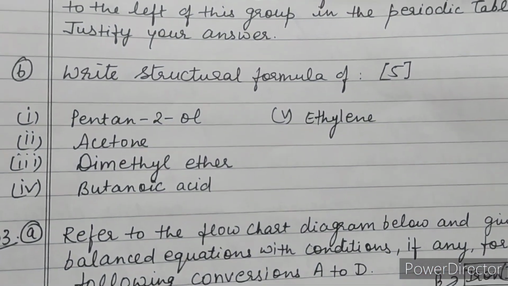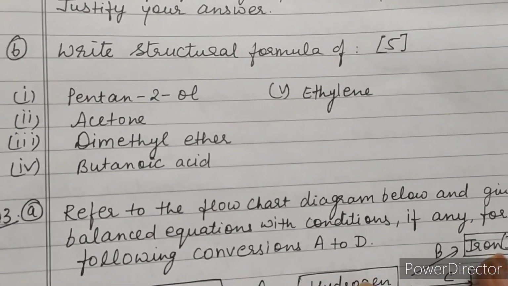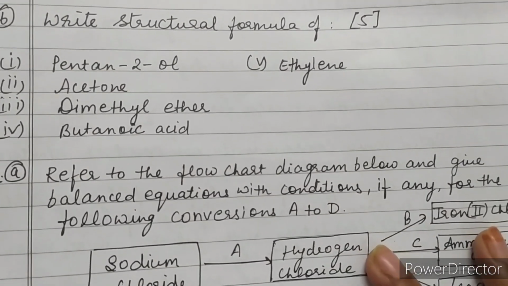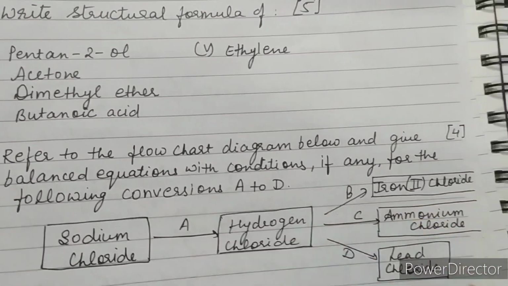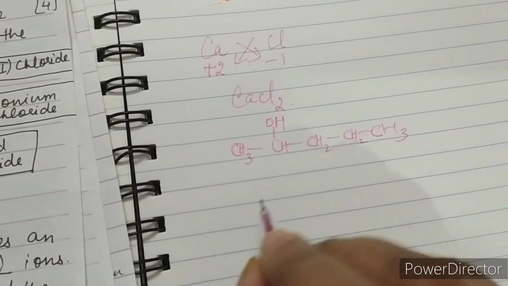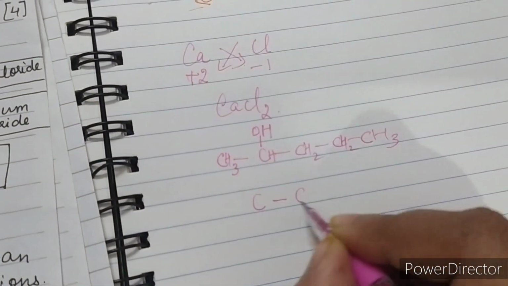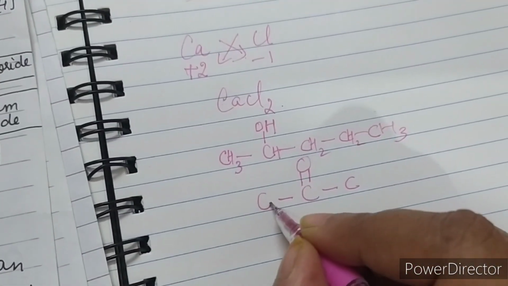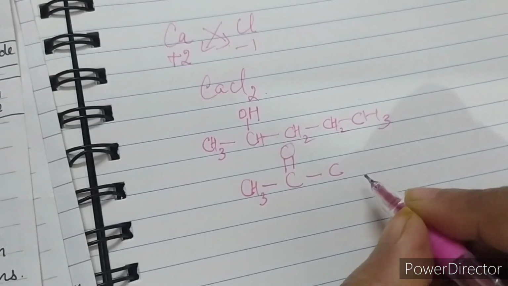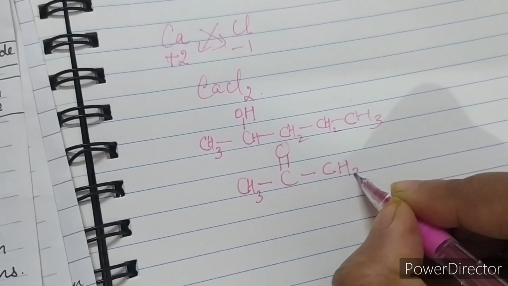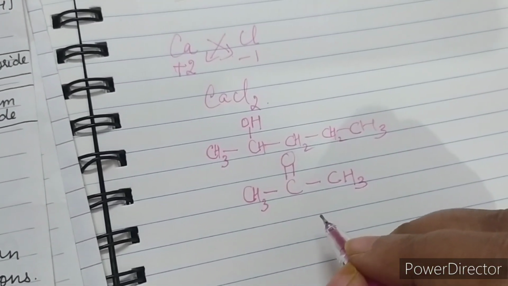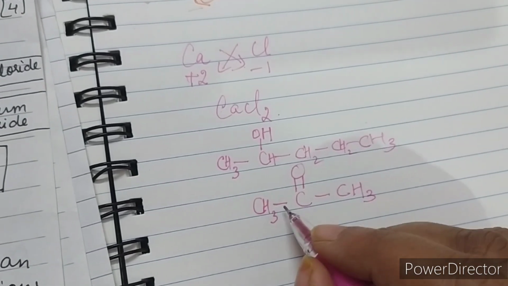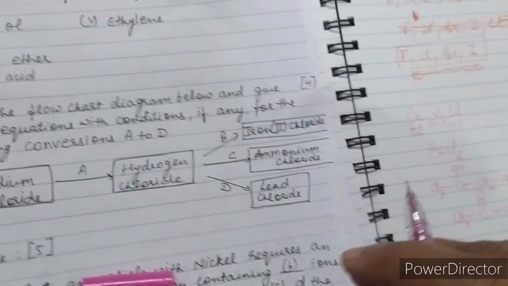Next is acetone. Acetone is the general name of the first member of ketone, that is dimethyl ketone. So acetone is drawn as follows. The first member of ketone has 3 carbon atoms, and the ketone group will be at the center carbon atom, and now you have to balance it with the rest of the carbon atoms with hydrogen. So this is the structure of acetone, that is dimethyl ketone.